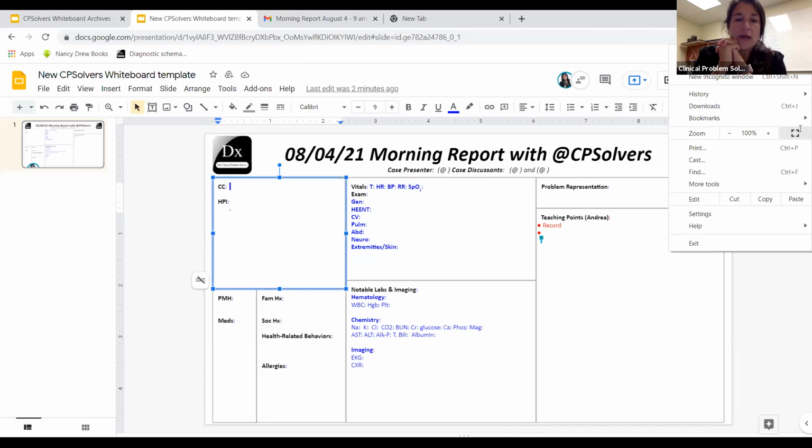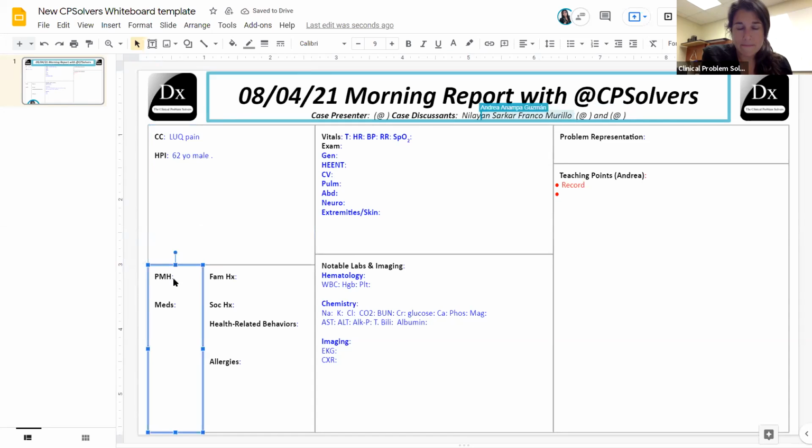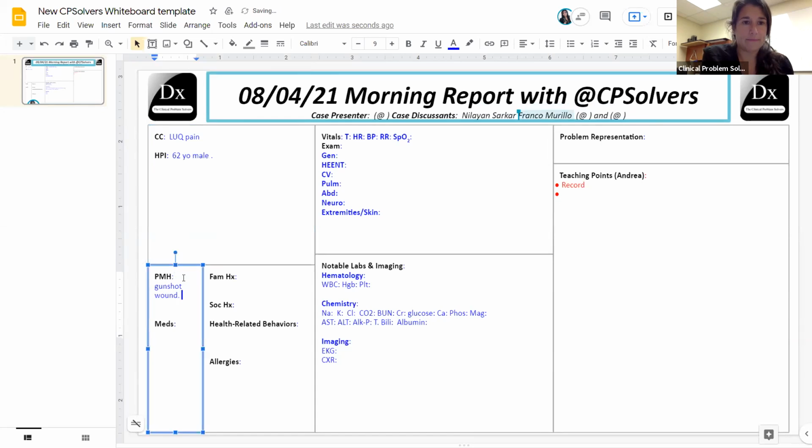And just so the group knows, I actually have to sign off by 11:40-ish, so I can time us so that we get everything we need to discuss by then. We'll go through it quickly, but I think it'll work really well. So the chief concern is left upper quadrant pain. The story is that of a 62-year-old man who has really no medical history other than a gunshot wound 12 years ago, for which he got an exploratory laparotomy and repair of his ureter on the right, but no other injuries.